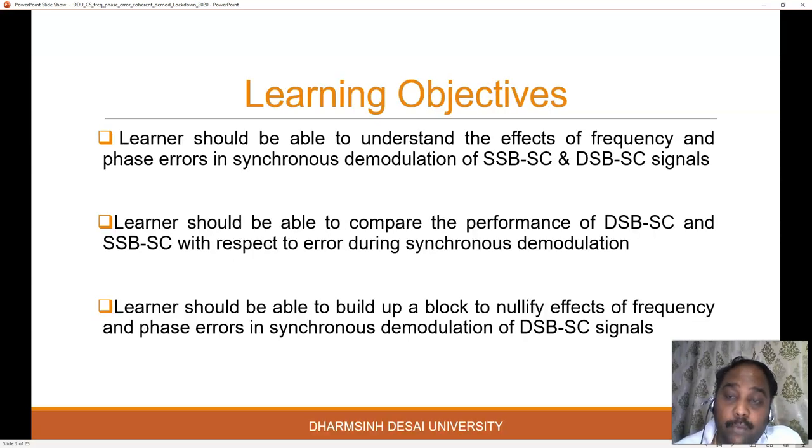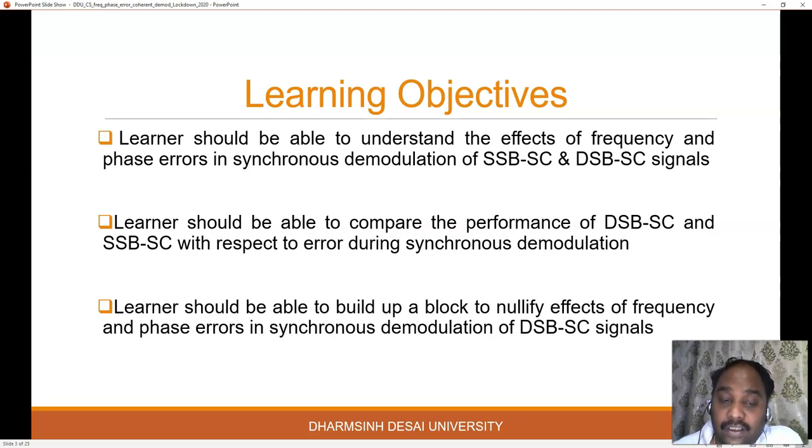The learning objective of this recorded lecture is that after going through this, you should be able to understand what is the effect of frequency and phase error in synchronous demodulation for both the case of SSB-SC as well as DSB-SC. You should also be able to compare the performance of both with respect to the error, that is, the effect of error on both of them, and then accordingly we will also discuss the performance with respect to bandwidth and all those things.